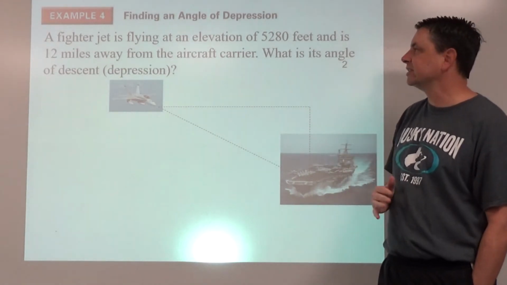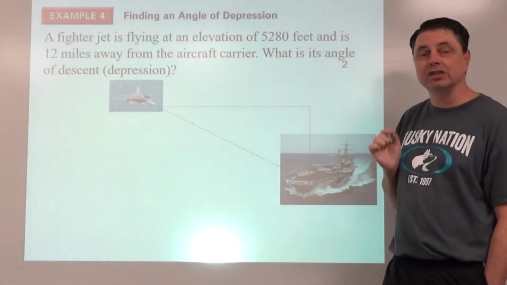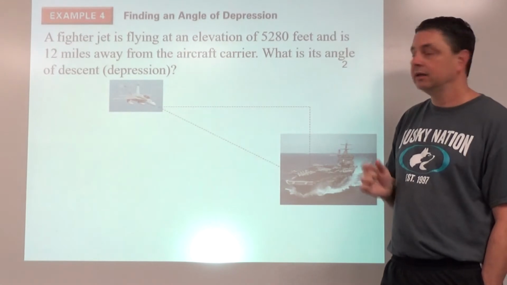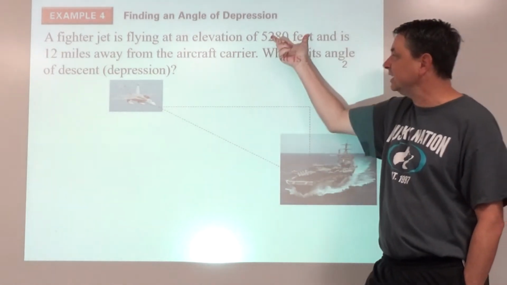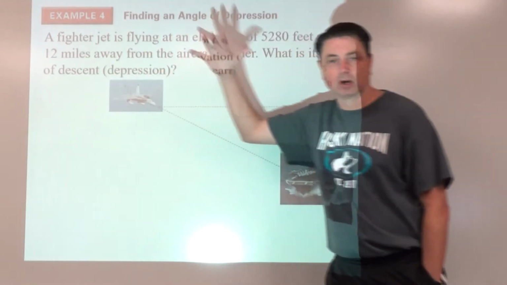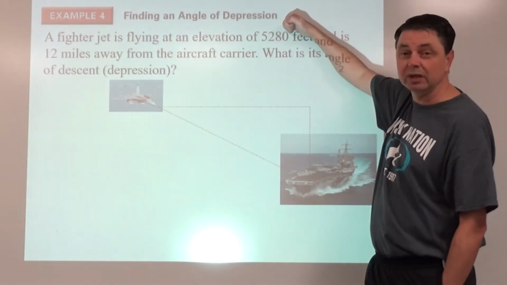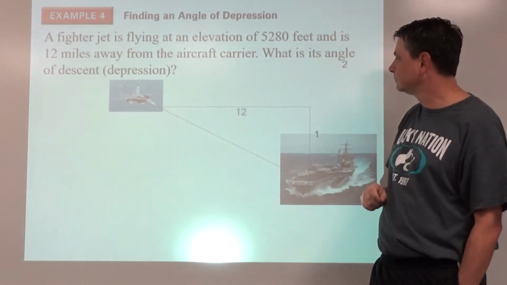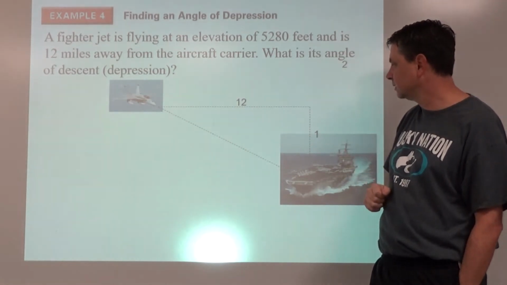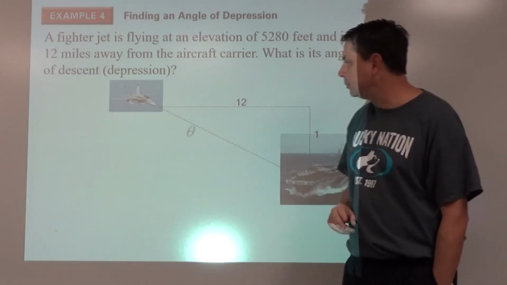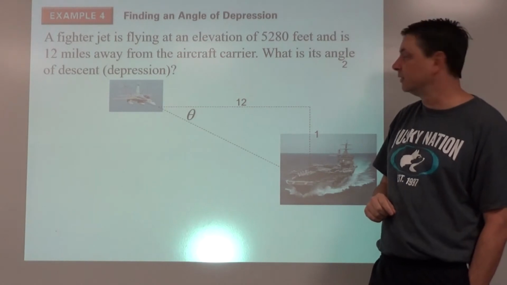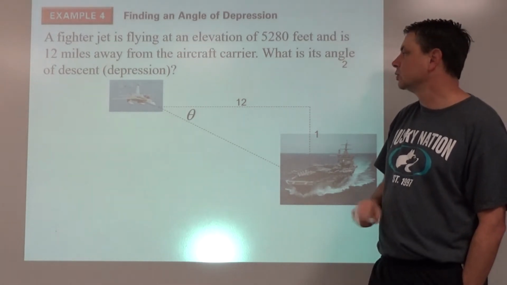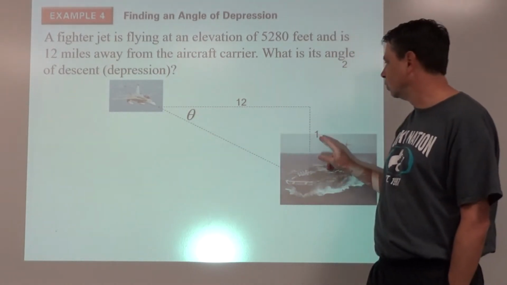We're going to label some sides. Now, the issue on our sides is they do need to be the same measurements. Here we've got feet, here we've got miles. So we're going to have to convert. It might be easiest to convert this one to miles. That is 1 mile. 1 mile, 12 miles. So now we're going to set this up. There's our theta. There's our angle of depression. So tangent of theta is 1 over 12.